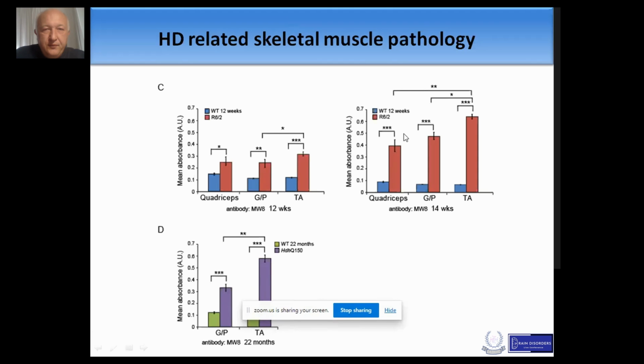And then this is accumulation of aggregates in all muscle types in both models. So at between 12 and 14 weeks of age in the short-lived R6/2 mouse model, we see an increase of aggregate load, and this is at 22 months in the HdhQ150 model, when the aggregates are apparent.